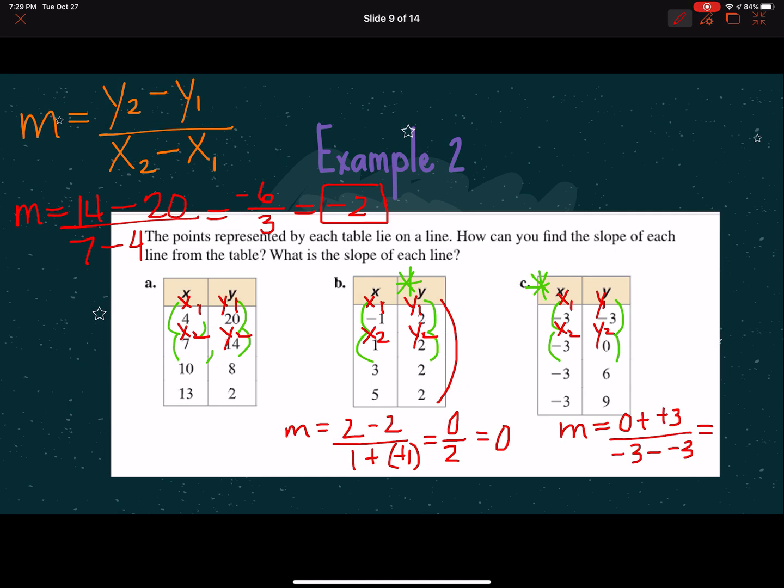So up here we actually end up with 3, and on the bottom we actually end up with 0. And division by 0, if you put it in your calculator, it's going to give you that message: division by 0 is undefined. So our slope in table C is undefined. And what kind of line has an undefined slope? Vertical. So we have a vertical line if we were to graph those values in table C because our slope is undefined.